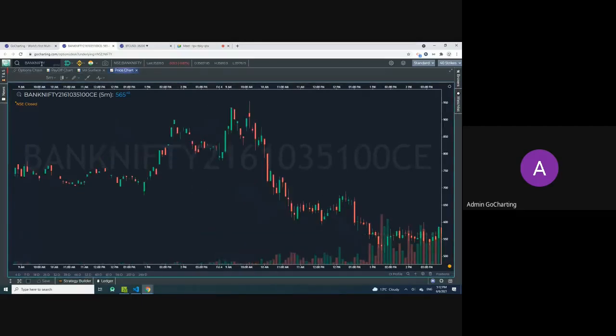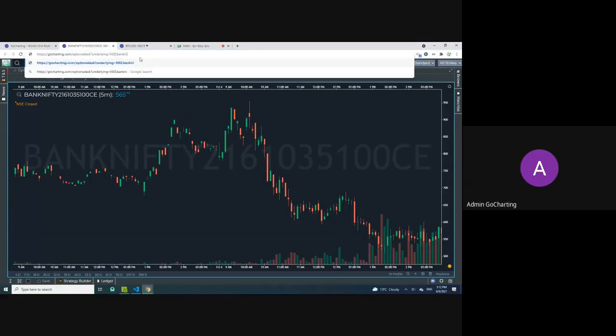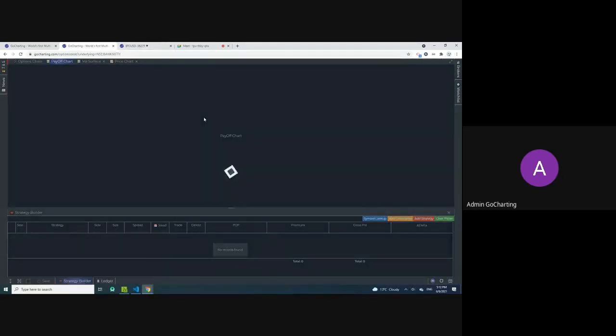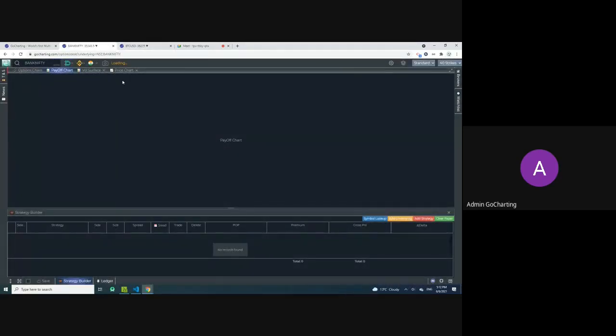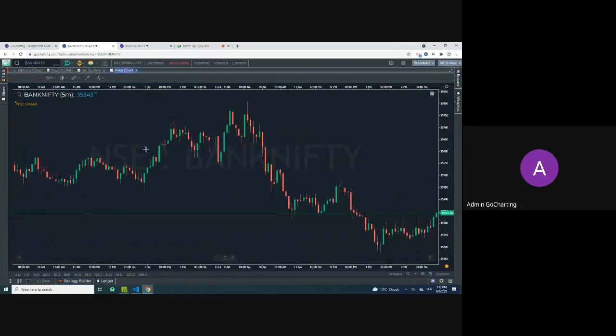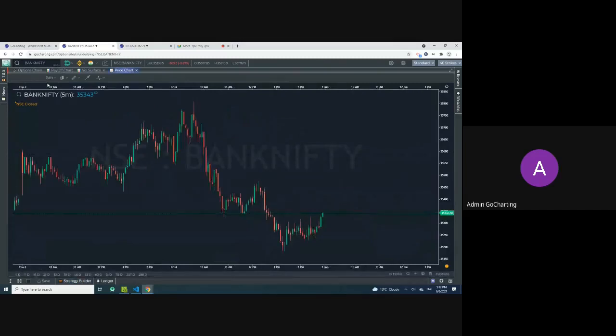Now let me take this bank nifty. There is some more work that we need to do on the price chart. Okay, this is the spot chart of bank nifty.